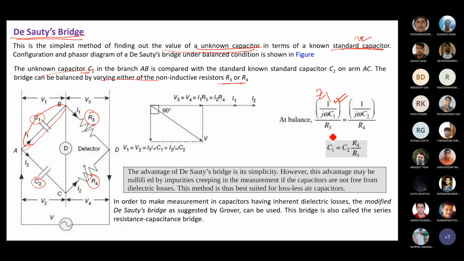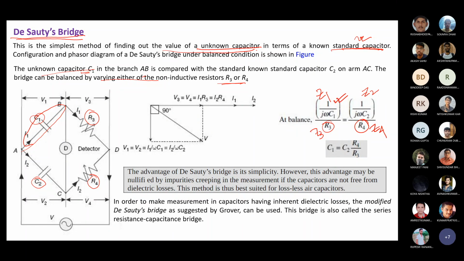What is your Z1 by Z2? Sorry, Z1 by Z3. So what is your Z3? Z3 equals R3, and this is your Z2. Z2 equals what? 1 by j omega C2, or XC2. And this is your Z4. So Z1 Z4 equals Z2 Z3.